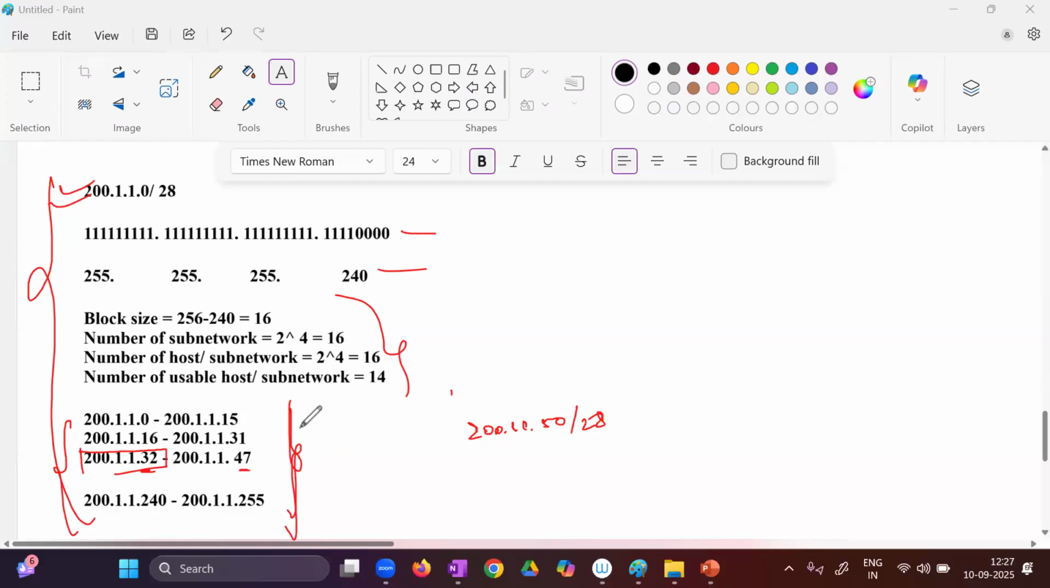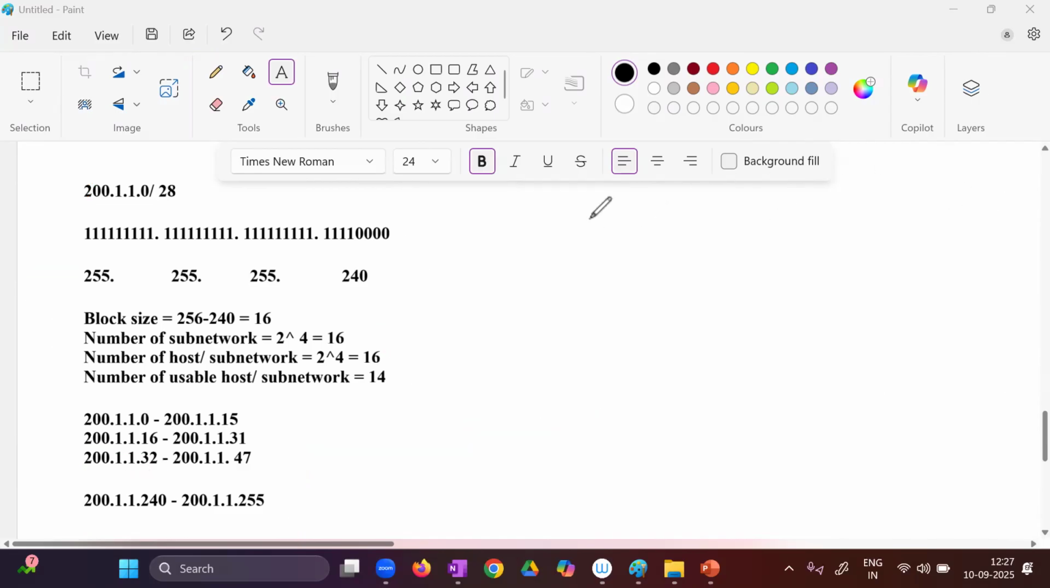If anyone is asking you to tell me the number of subnetworks, then this method is correct. But if you have to tell only the network address, then this is a lengthy process. So what is the next option? We'll use the bitwise operation method. See what happens in that. First you will write, okay? Now you have got the IP, let's say 200.1.1.50, take it 50 slash 28.